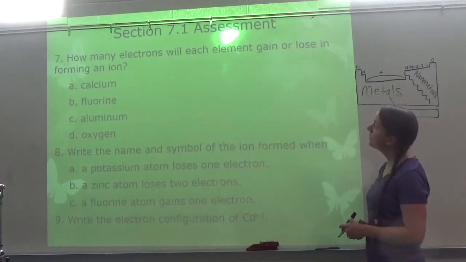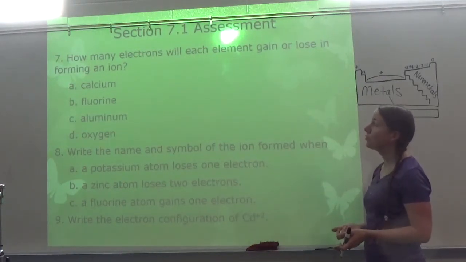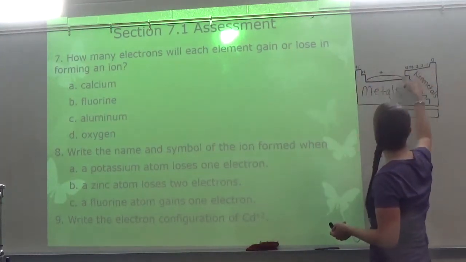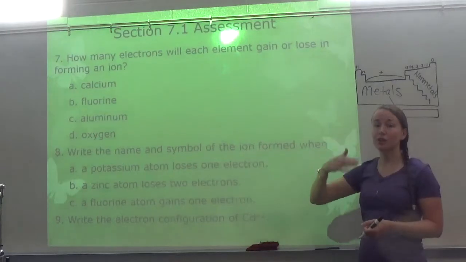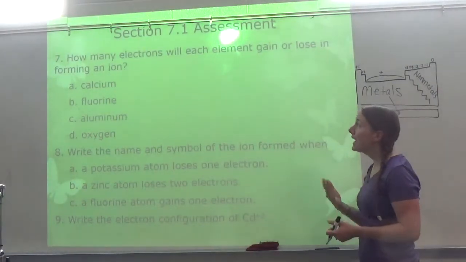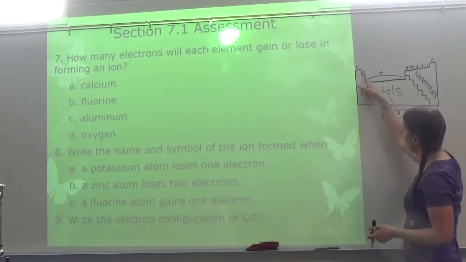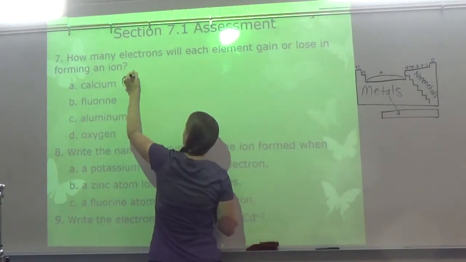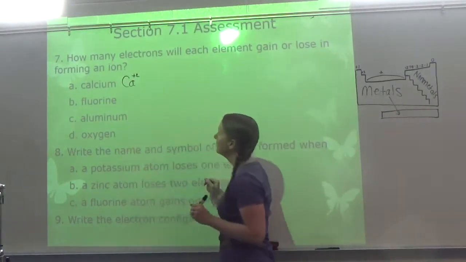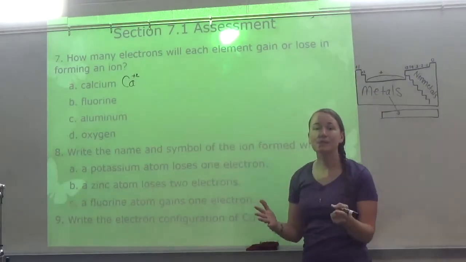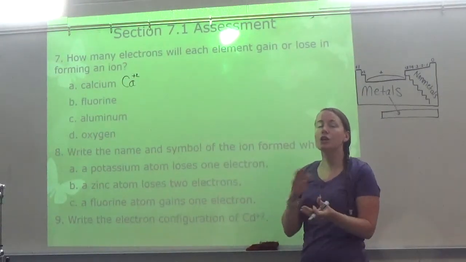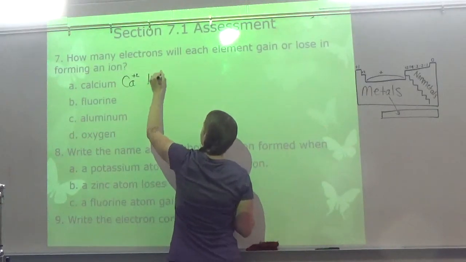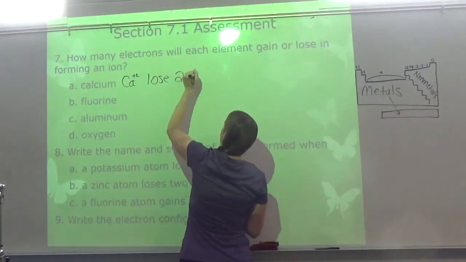So how many electrons will each element gain or lose in forming an ion? So again, hopefully you have labeled the charges at the top of your periodic table until you get them memorized. All right, so calcium is in group 2, which means it has a positive 2 charge. Okay, so what I'm going to do is I'm just going to write this symbol. It would have a positive 2 charge. So what happens to get a positive 2 charge? You must lose 2 negatives. So it has to lose 2 electrons.